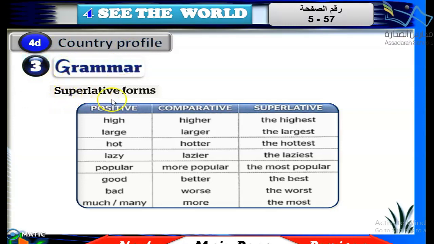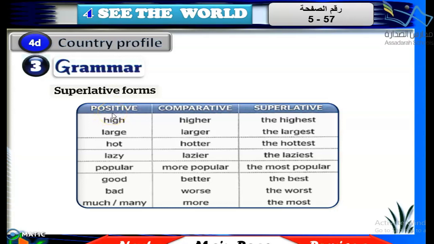In the grammar, we're going to focus on the use of the superlative forms. If you remember in the previous lesson, the grammar point was the comparative adjectives, or the comparative forms. Today, we're going to focus on the superlative, the second type of the positive adjectives. I mean by positive adjectives, adjectives in their original forms.